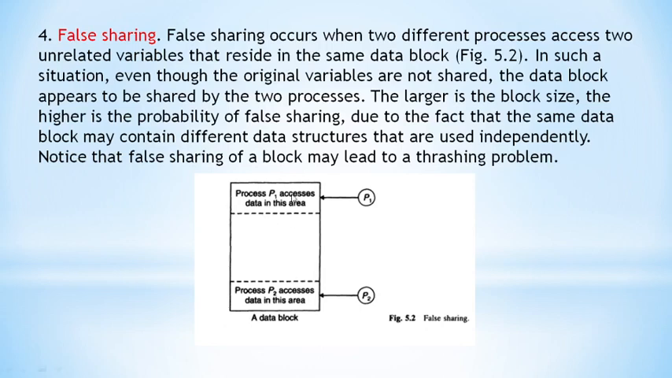Both processes P1 and P2 access two unrelated variables which are residing in the same data block. They are not at all related to that particular process. So this sharing is called false sharing, where irrelevant data will be accessed by the processes.